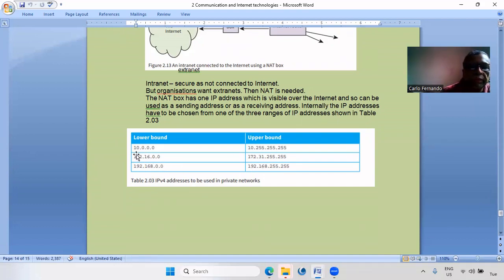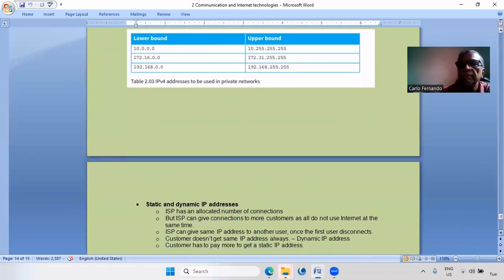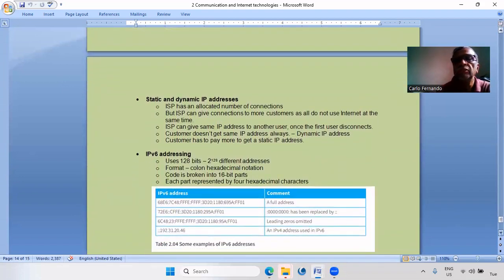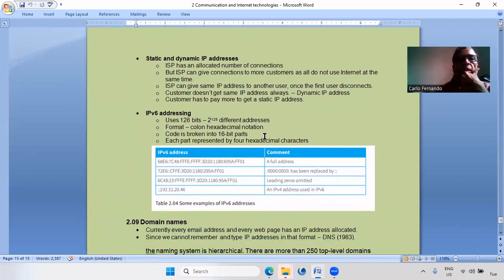These two are also available: 10.0.0.0 to 10.255.255.255, and the 172 range. These are not visible. If you have this as your address, it's not visible to the outside world. Only the NAT address, the NAT IP, will be visible to the outside world. So that is not for individual users, remember, it is for organizations.